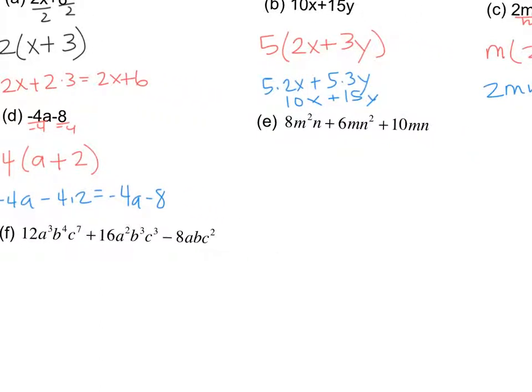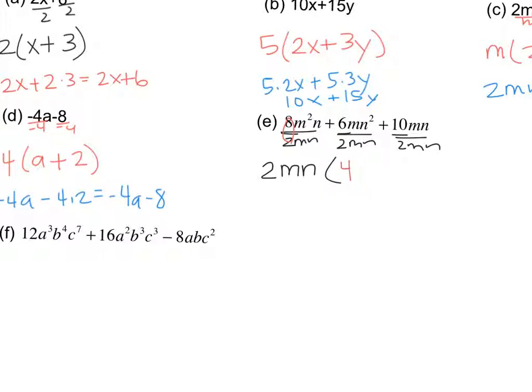Next one here, 8m squared n, 6mn squared plus 10mn. We first look at our coefficients and realize that the greatest common factor there is 2. Then we pull out our variables, m and n. Those are the largest that we can pull out. And it always helps to write out what your greatest common factor is in the denominator so we don't miss any terms. When I divide this out, here I have just 4.